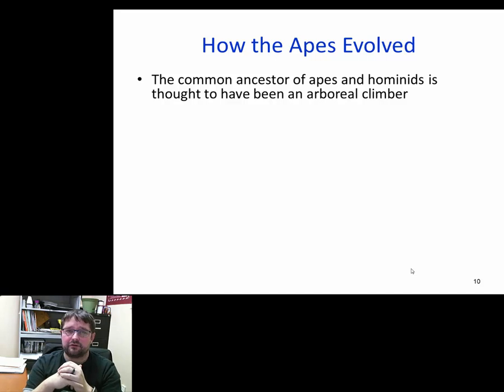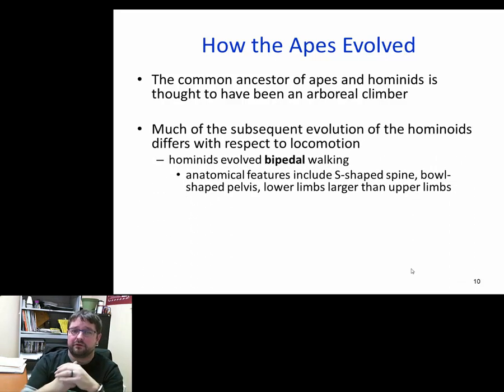When we start looking at what ape or what group of apes were most likely the ancestor between apes and hominids, so the human line and the chimpanzee line, we believe that it was probably an arboreal climber. So again, it was an organism that was in the trees, and at home in the trees, and most likely had a heavy diet of insects, but probably also was omnivorous and could eat plant material.